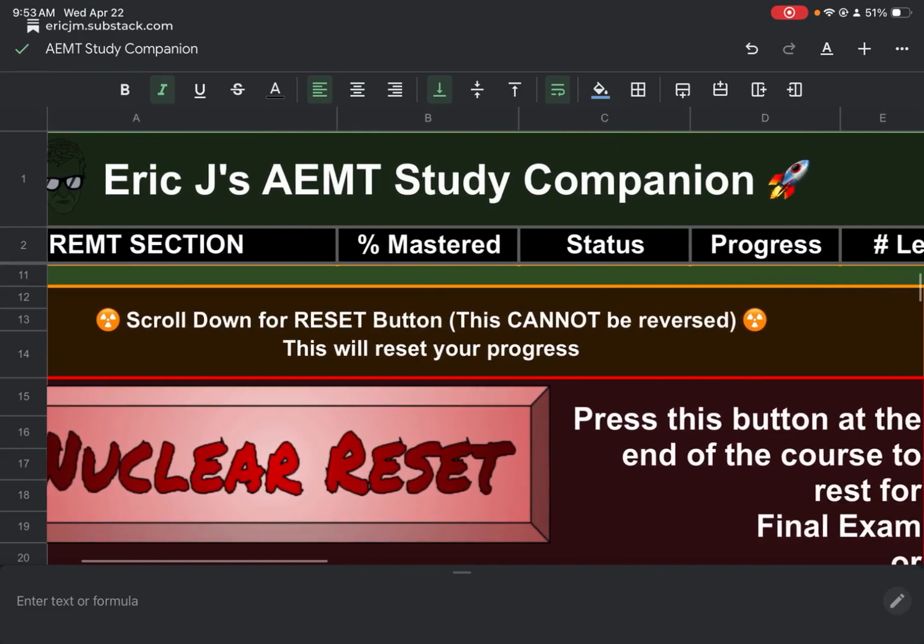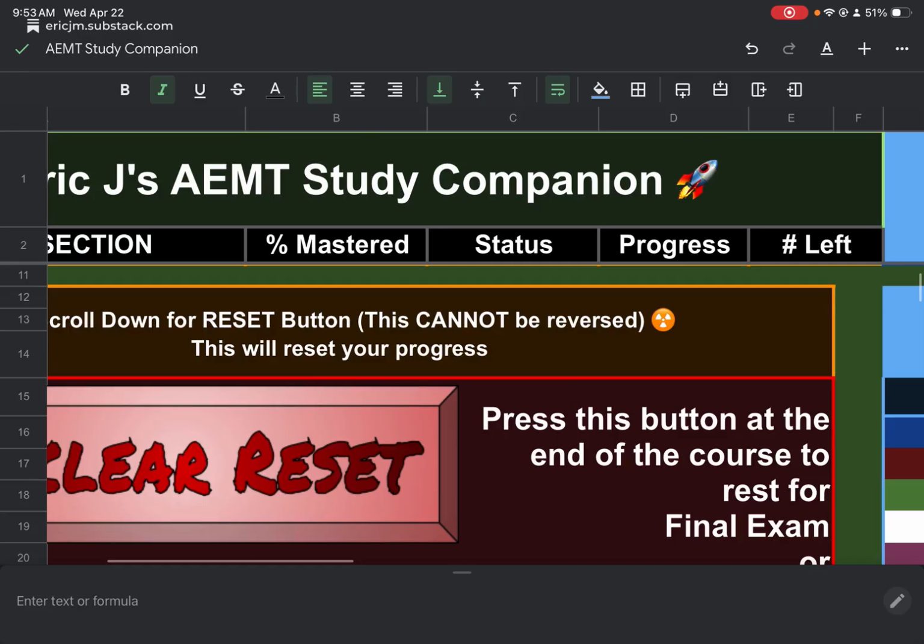And this is the nuclear reset option. So let's say you went through EMT or advanced EMT school. I think this would work really well for both. And you're getting ready for registry. We'll just do a nuclear reset. It'll reset every bit of your progress, and then you can start quizzing yourself over and over and over again. This is great for lower level thinking skills. This is just rote memorization. Do you know the basic information?